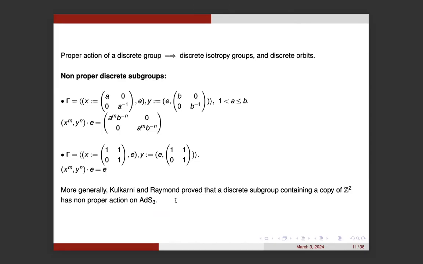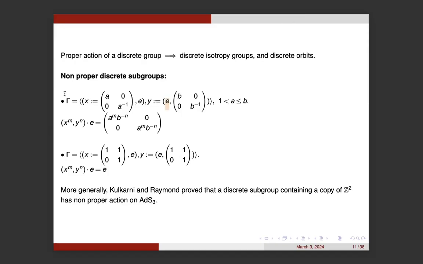And now I consider the following two examples. The first example, both are discrete subgroups of the isometry group. The first example is generated by two elements in the isometry group, X, which is defined by, in the first component, I take this matrix in PSL(2,R). This is a hyperbolic matrix, and the identity for the other component. So the element E here is the identity of PSL(2,R). And the other element Y is this one.